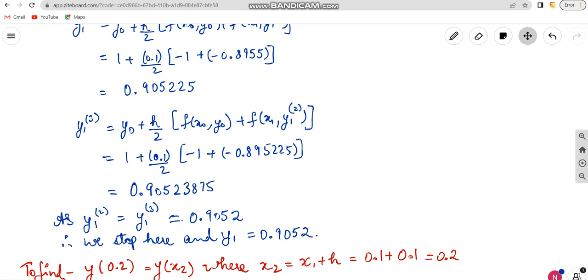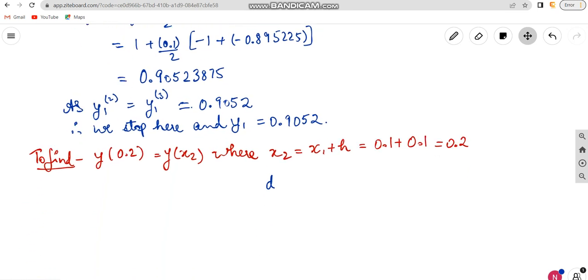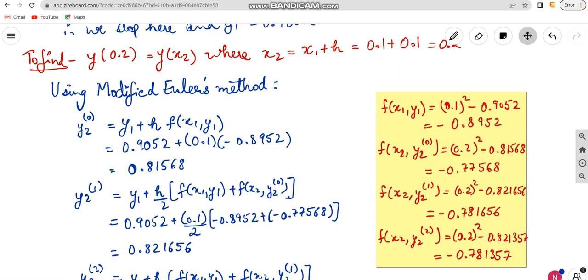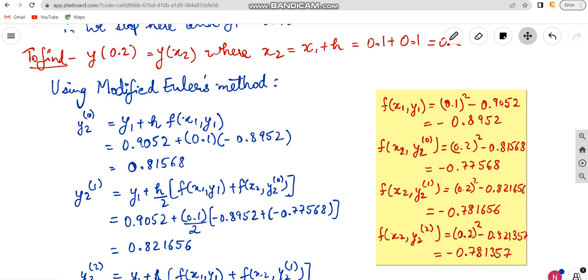On the similar basis, I can calculate y at 0.2, which is my x2. Now the first initial approximation of y2 is again calculated using the Euler's method, which is y1 plus h times f of x1 comma y1, and this is my predicted value. Now I'll correct this using the modified Euler's method. y2 at 1 is y1 plus h by 2 times f of x1 comma y1 plus f of x2 comma initial approximation of y2. जब इसमें वैल्यूज पुट करी तो मेरा आंसर आ रहा है 0.821656.